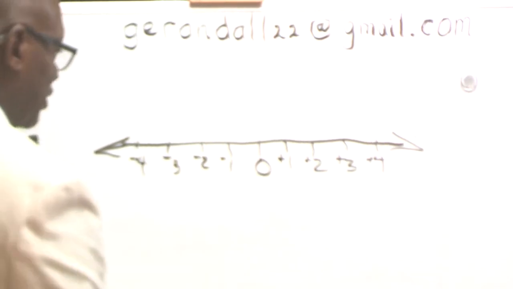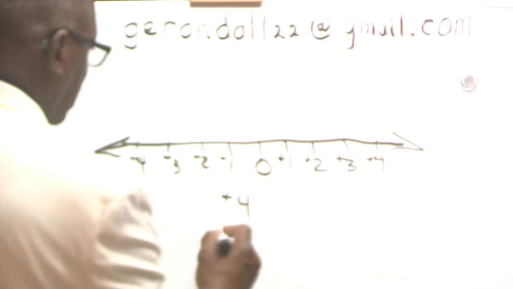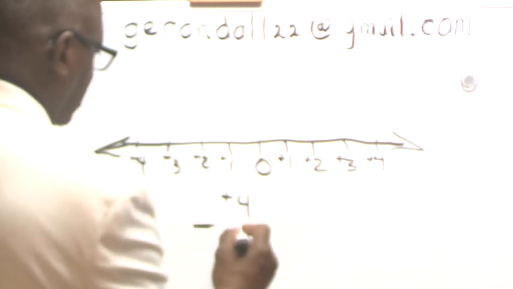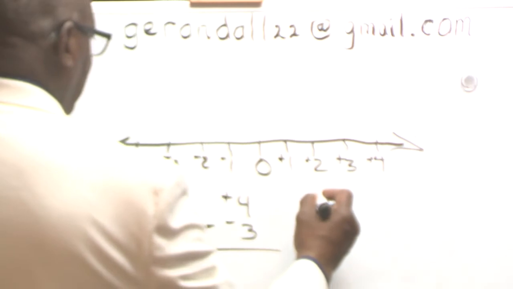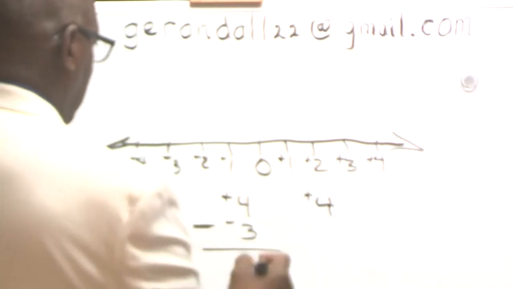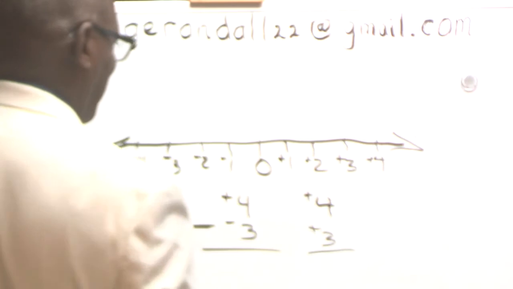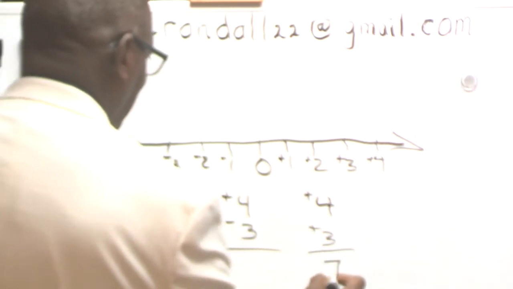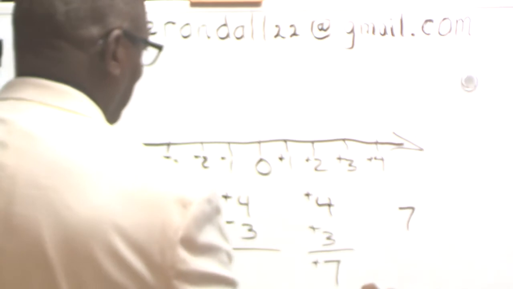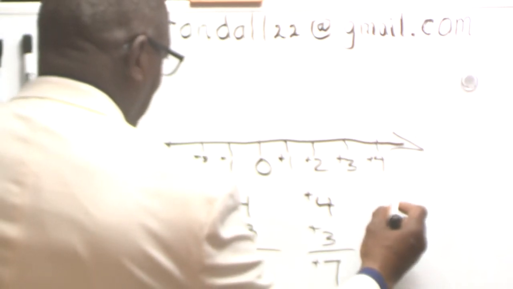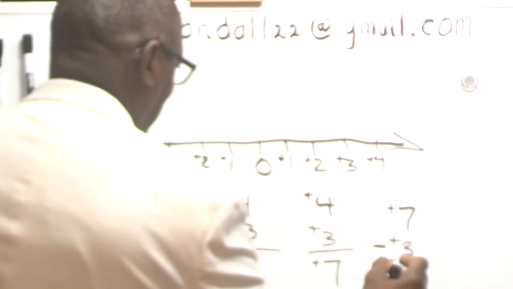so let's look at subtraction. A positive 4 subtract a negative 3. Rules. Repeat. Change this sign to a positive 3. And add. And you get a positive 7. Now the way you check this time, you take a positive 7, minus a positive 3, and you get a positive 4.